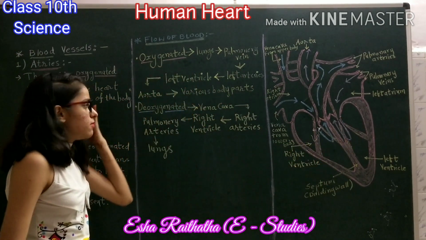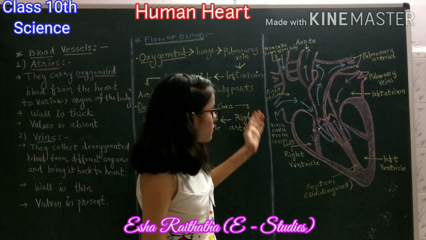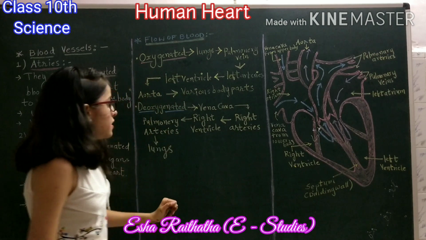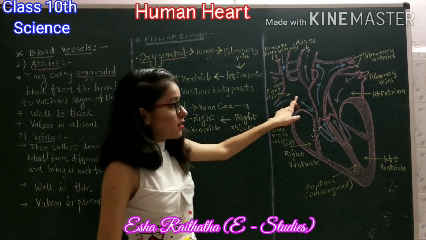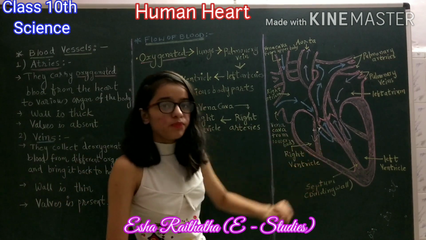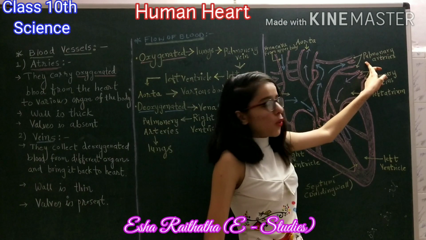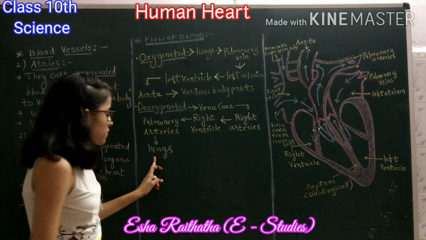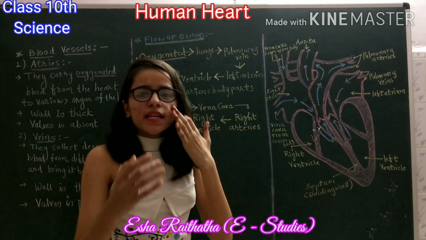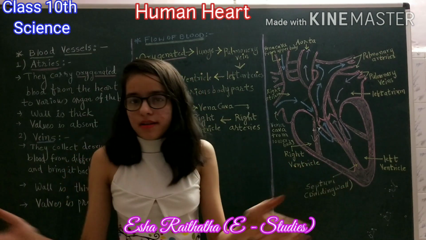Now deoxygenated blood. It comes from the vena cava, from the upper side also and from the lower side also. Then it goes to the right atrium here. Then it goes to the right ventricle, that is here. And then it goes to the pulmonary artery, that is shown here. And then it goes to the lungs. From the lungs, it is again oxygenated and goes into the pulmonary vein, and this cycle continues.